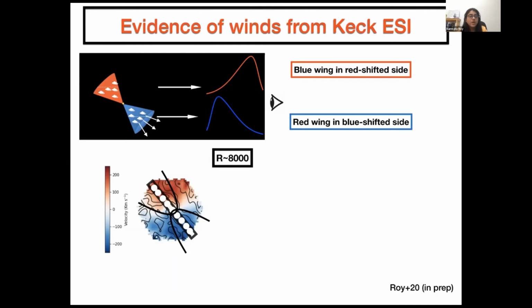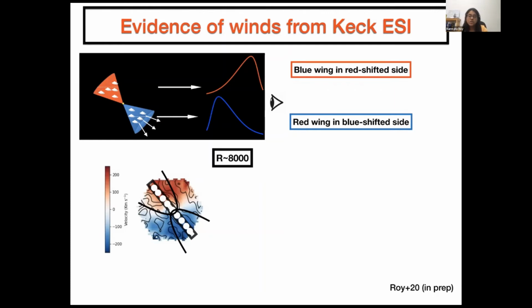He will observe everything integrated along the line of sight. So let's say a spectra coming from the bottom would be integrated along the cone volume in the line of sight. And he will also observe the velocity projected along the line of sight. A combination of this projection and integration should give rise to asymmetric emission lines.